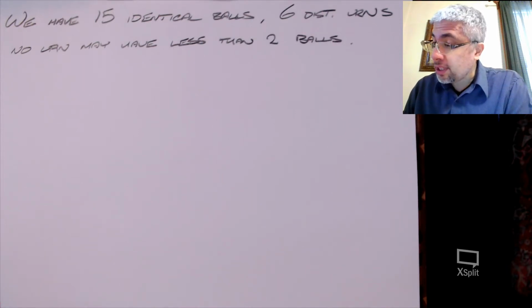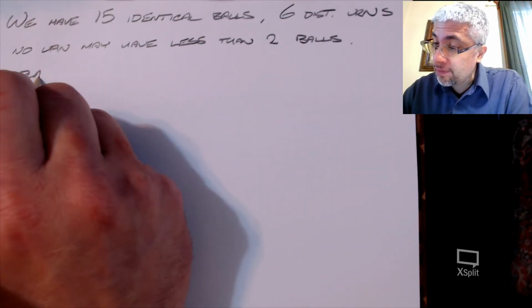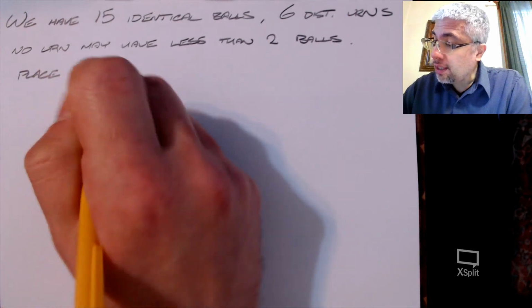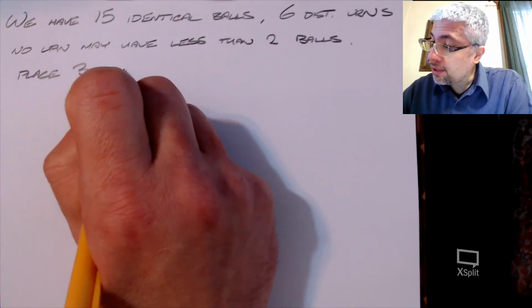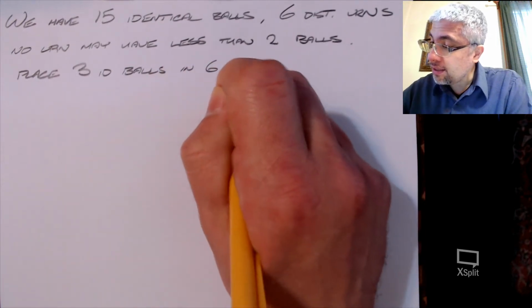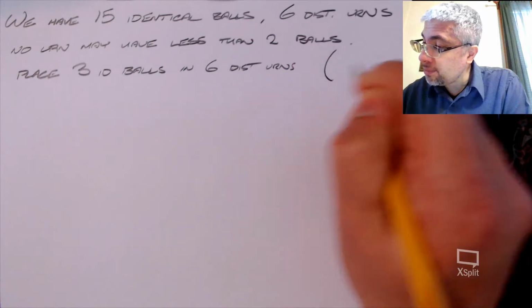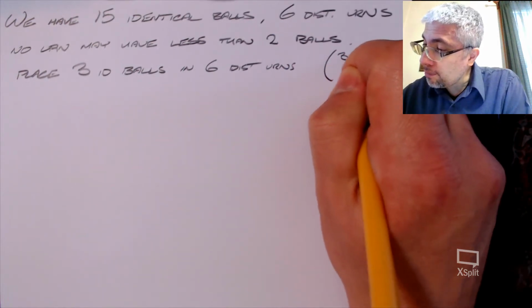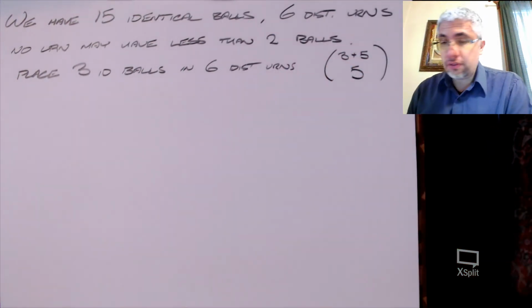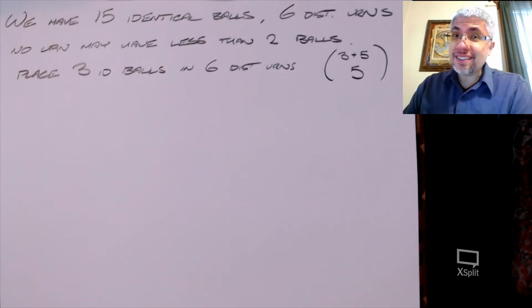So that means I'm going to have how many left? I'm going to have 3 balls. So it's the same as placing 3 identical balls in 6 distinguishable urns. And then it's a stars and bars argument where I get 3 plus 5 choose 5 as my answer. Very simple.